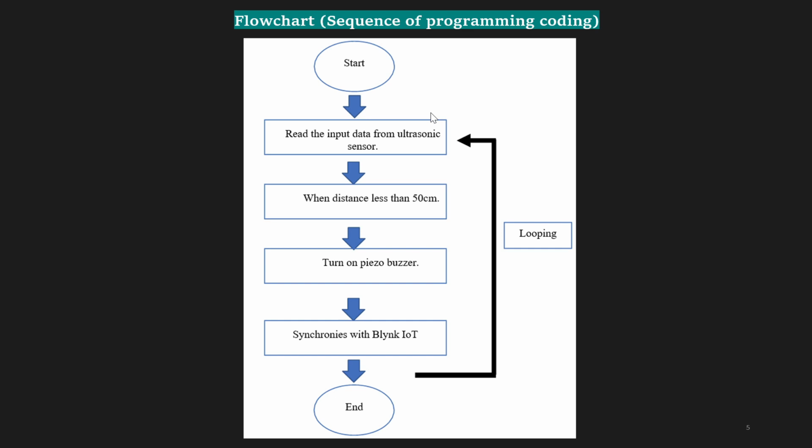The flowchart shows the sequence of programming code. First, we start, then read the input data from the ultrasonic sensor. Next, when the distance is less than 50 cm, the piezo buzzer will turn on and synchronize with Blynk IoT. And the system ends.